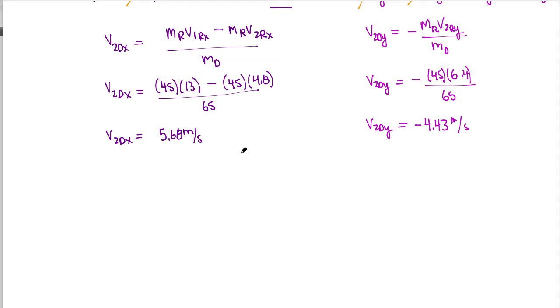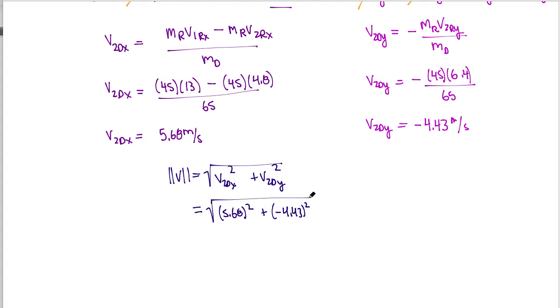So when I put these two together, I will say that the magnitude of my velocity is just going to be the square root of V2 Daniel x squared plus V2 Daniel y squared, all square rooted. So this magnitude will be the square root of 5.68 squared plus negative 4.43 squared. And so when I go into my calculator, I find the magnitude of this velocity to be 7.2, we'll round it, 7.2 meters per second.